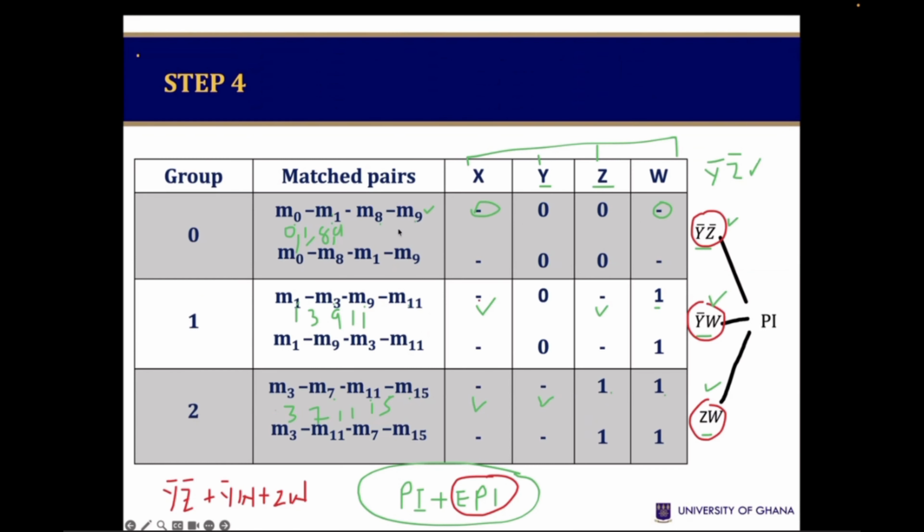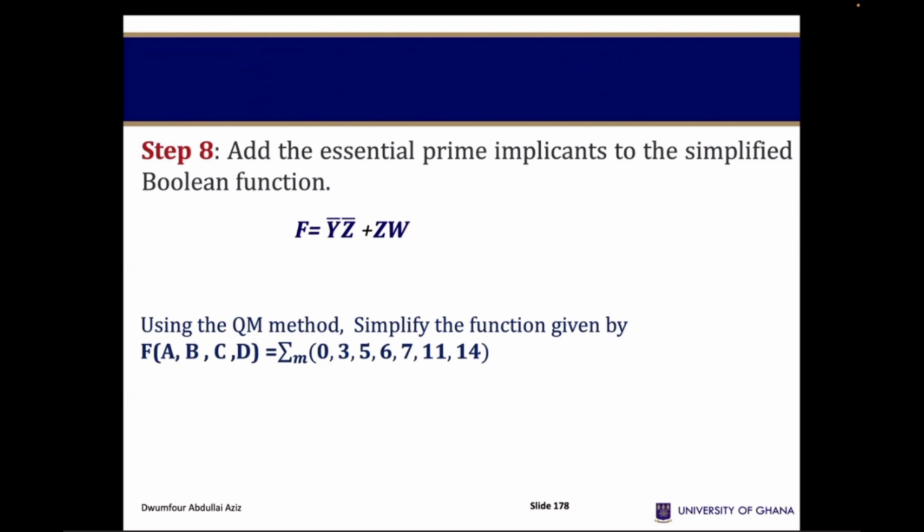I have provided another question here. Using the QM method, simplify the function given by this. It's always going to be simplification, because the Quine-McCluskey technique is for simplification. Then you'll be given the function you are supposed to simplify, and you go through the process. Please mute yourself because there's a lot of feedback coming from your end. Next person, let's hear you.